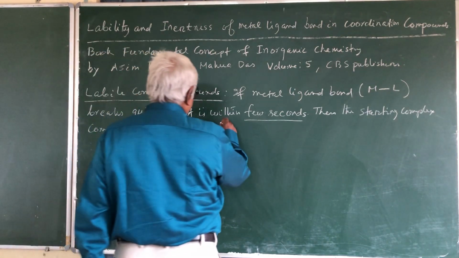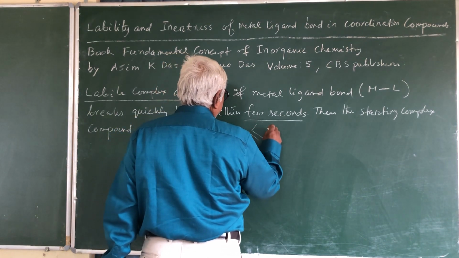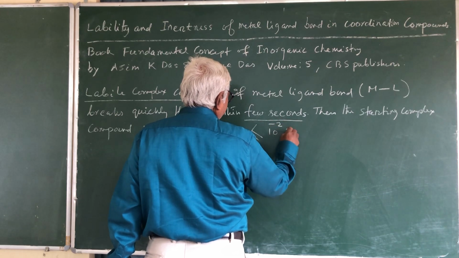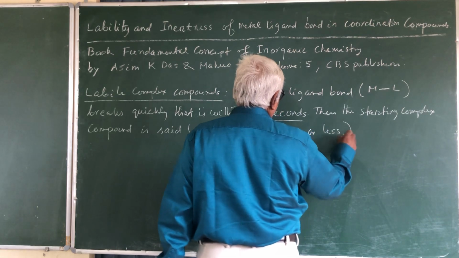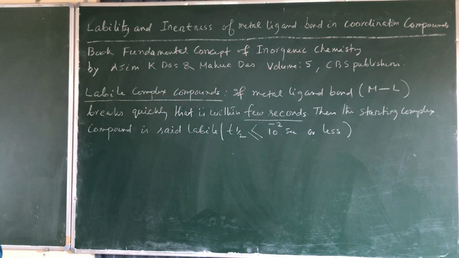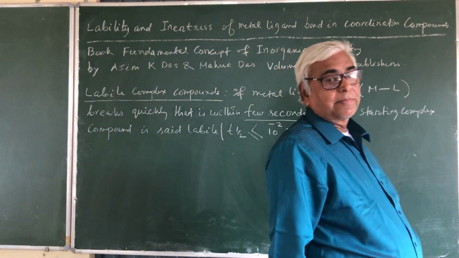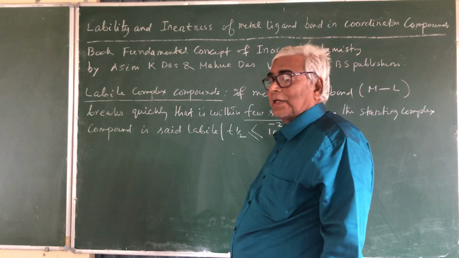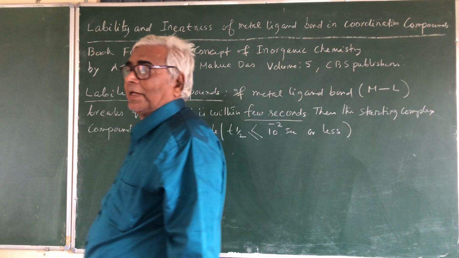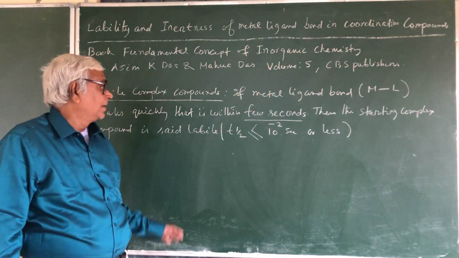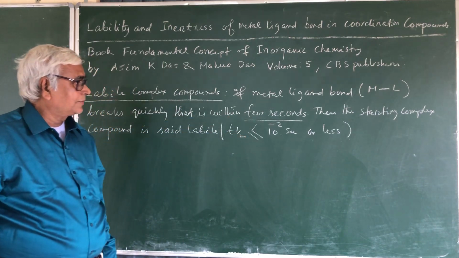Here, half-life period may be of the order of 10 to the power minus 2 seconds or less. For a first order reaction, the half-life period will be around 10 to the power minus 2 seconds. If it is 10 to the power minus 2 seconds, then the reaction can be followed with stop flow. If it is less than that, then NMR and other techniques are to be used. So fast reactions, labile complex studies can be done with the help of stop flow technique.